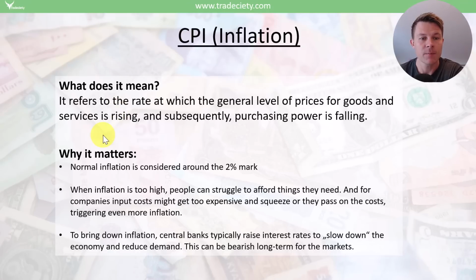Why does it matter? Normal inflation is considered around the 2% mark. So central banks, especially the Fed, have an inflation target of 2% per year. However, when inflation is above 2%, which is currently the case, people can struggle to afford the things that they need. This makes sense: when you go to the supermarket and everything is getting more expensive, but your wages and your income are not increasing at the same rate, then you might struggle to afford things that are getting more expensive.